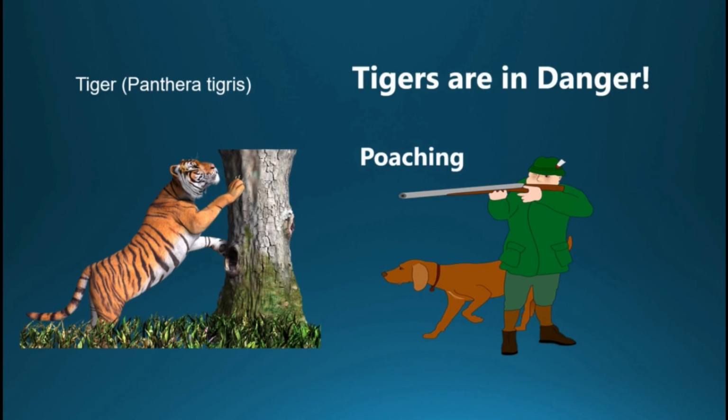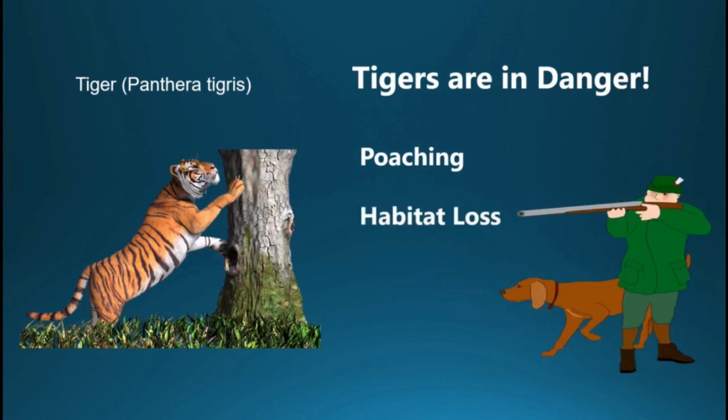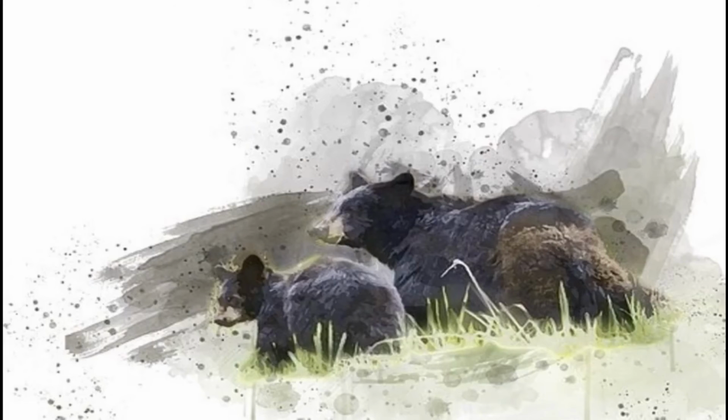And the second reason is habitat loss. And what do you mean by habitat loss? What do you mean by habitat first? Habitat is when the animals reside in a particular place in their own living condition without any disturbance of the civil population. That is what their habitat is.